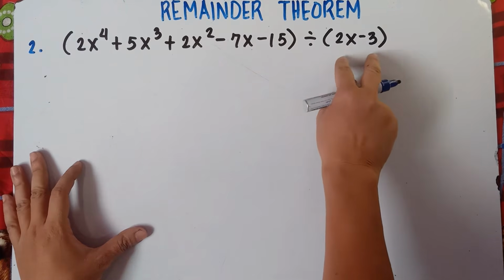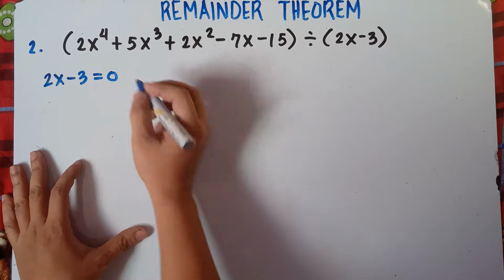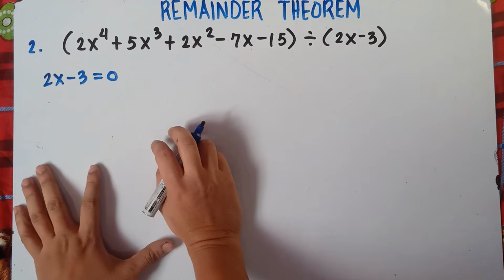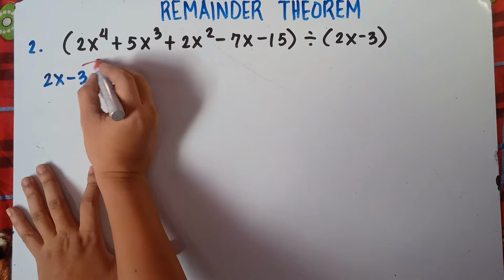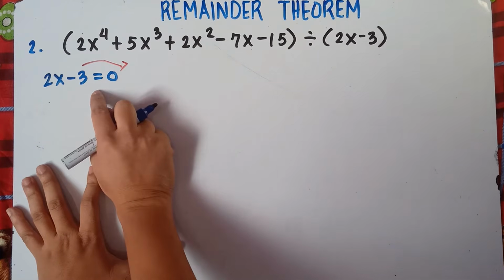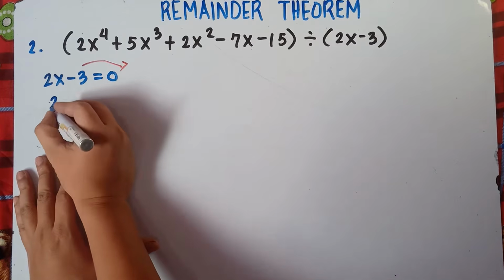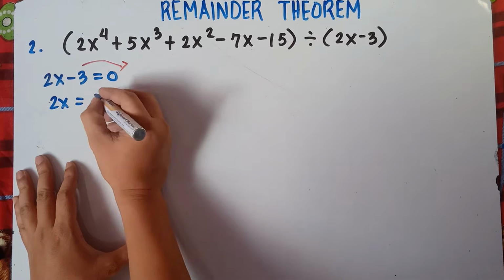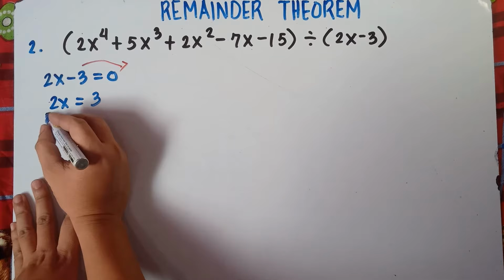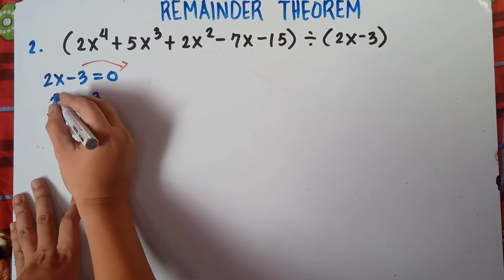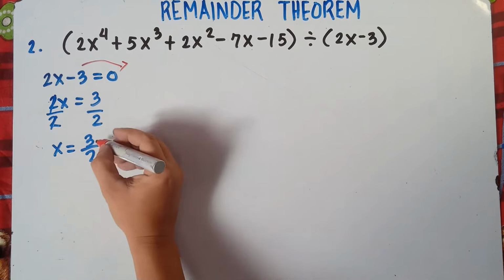First thing to do, you equate your divisor to 0. So 2x minus 3 equals 0. You find the value of x, class. You transpose this negative 3 from left to right. Once you transfer a number across the equal sign, you change the sign. So this will be 2x equals, this negative 3 becomes positive 3. To get the value of x, you simply divide both sides by 2, and our x is equal to 3 over 2. Alright, so that's our x.